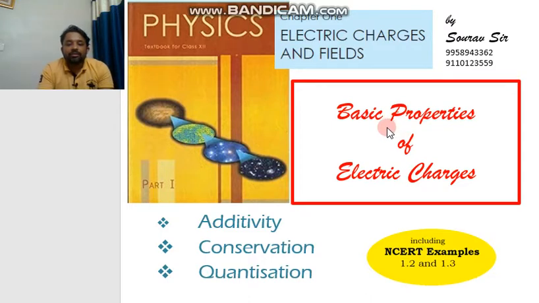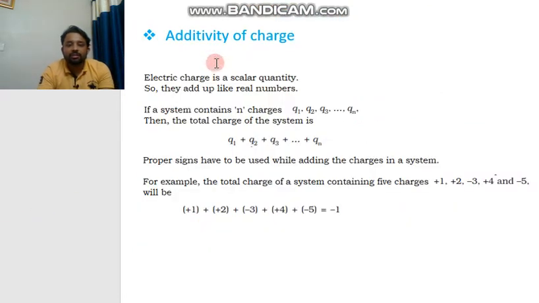Now, there are three basic properties of electric charges. They are additivity of charges, conservation of charges, and quantization of charges. Now we will discuss each of them in detail. First one is additivity of charges.